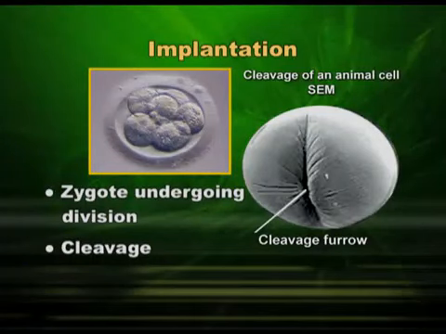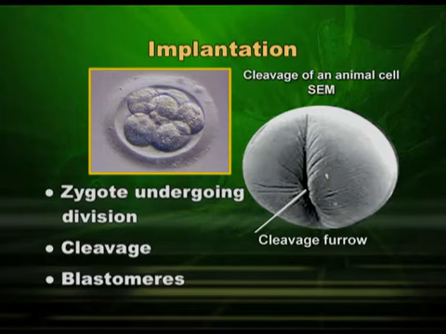Coming back to cleavage. That is the first division, it is vertical, and the second division is horizontal to this first division, resulting in 4, and then the division goes on to 8, 16, 32. Till this stage, it is a ball of cells, and then a cavity appears in the center called blastocoel, and hence the structure is called blastula.